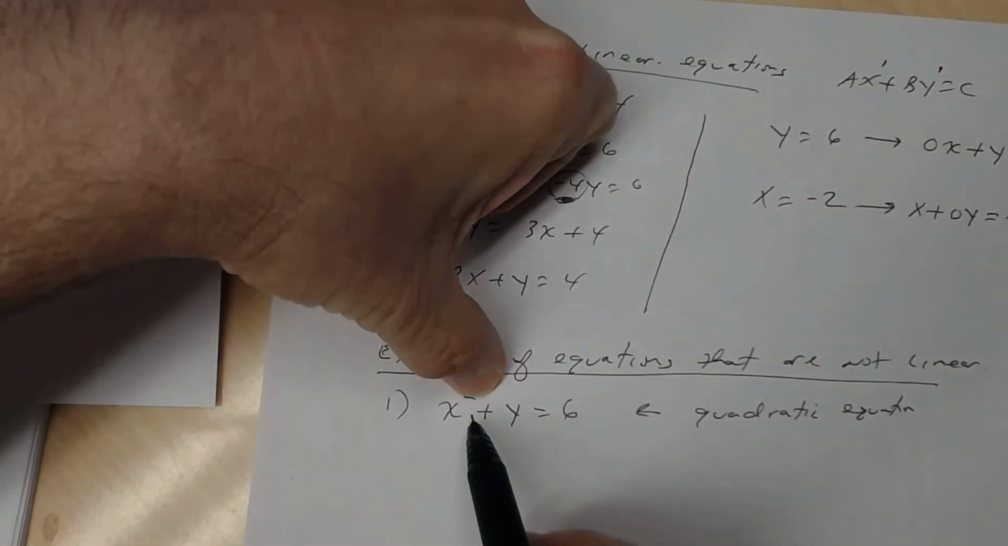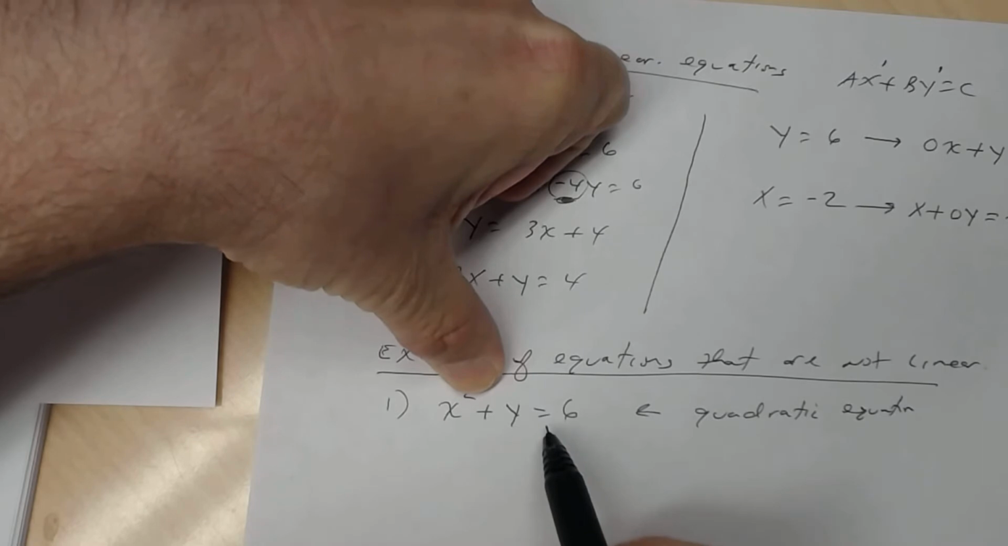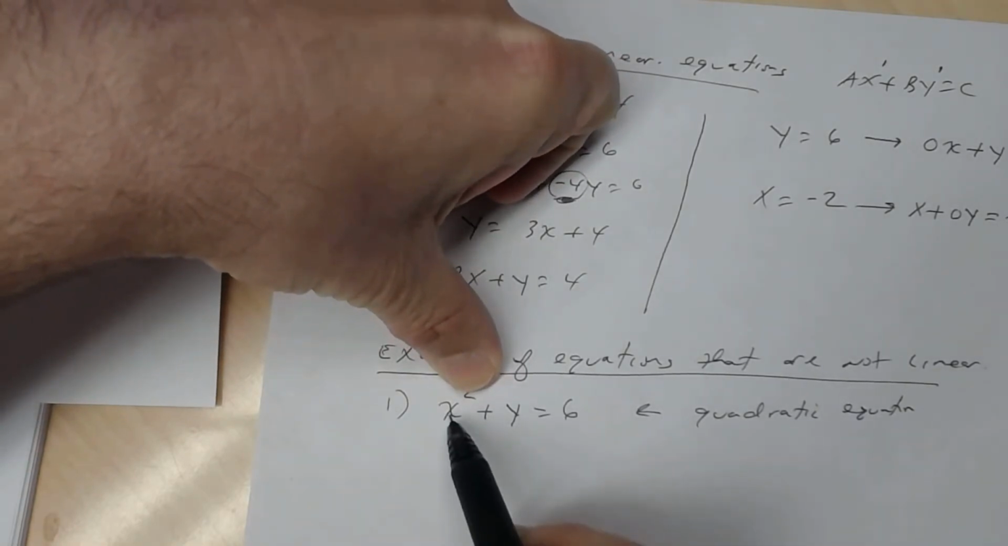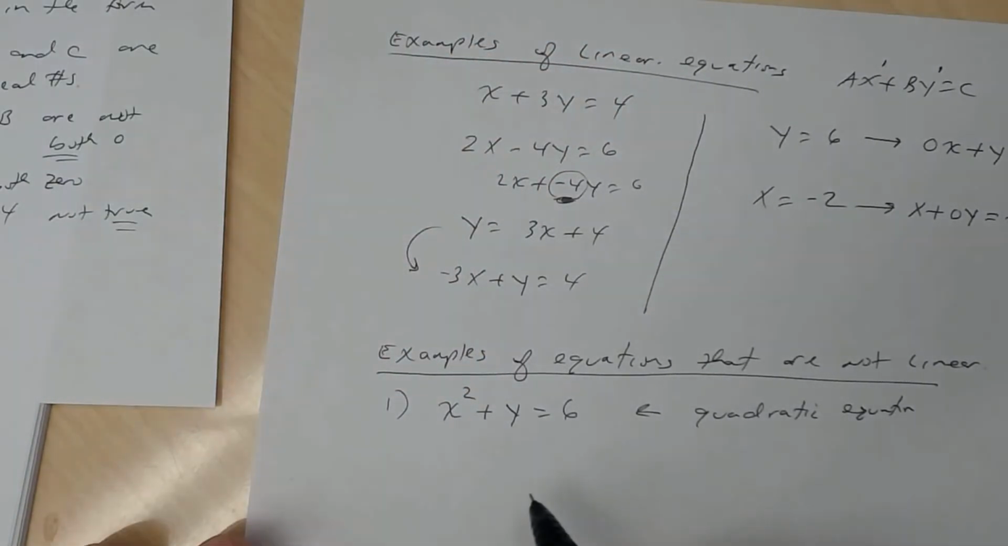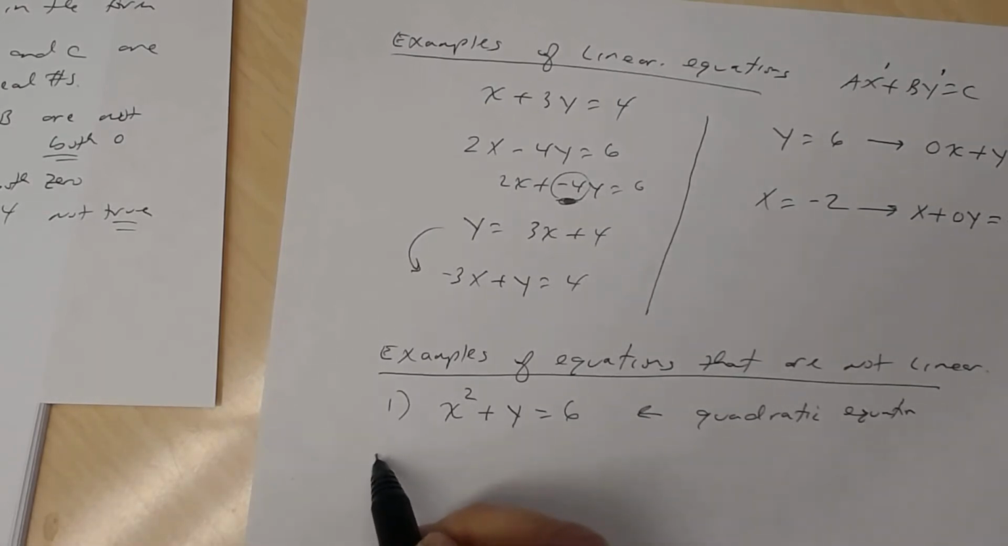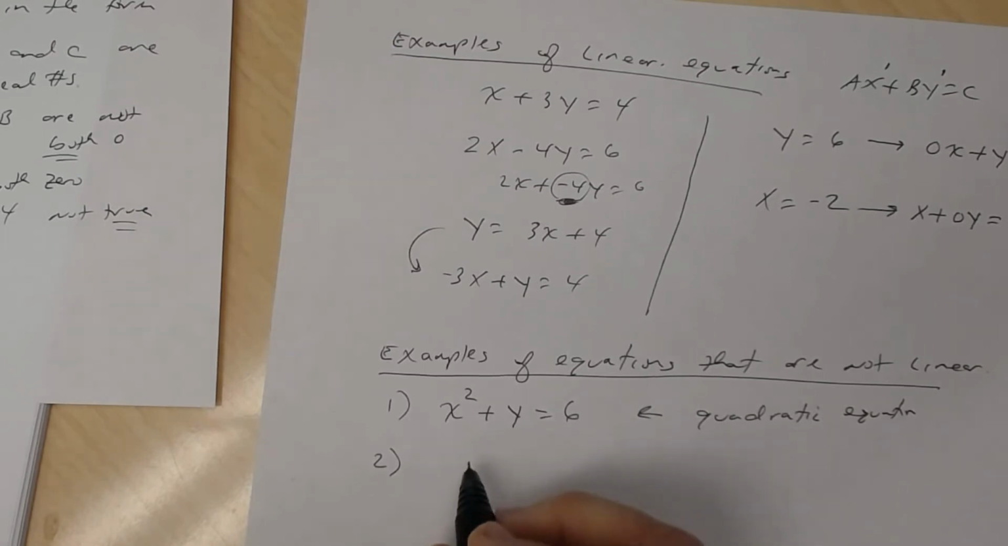If that was not a 2 here, if that was just x plus y equals 6, then it would be linear. But this is x squared plus y equals 6, so that's not linear. In fact, you're going to learn that that is going to be quadratic. That's a quadratic equation. The graph is not going to be a straight line. All right, number 2. Here's another example.